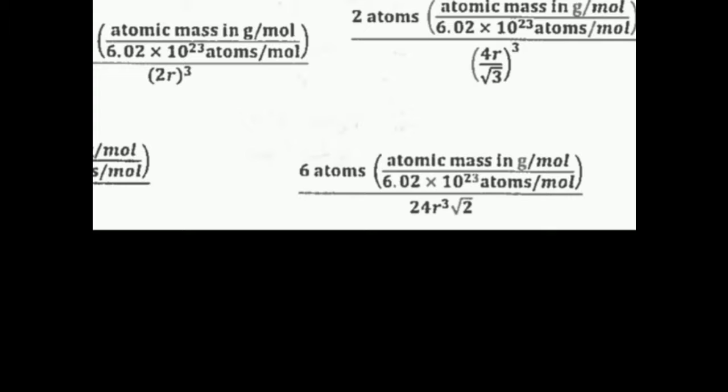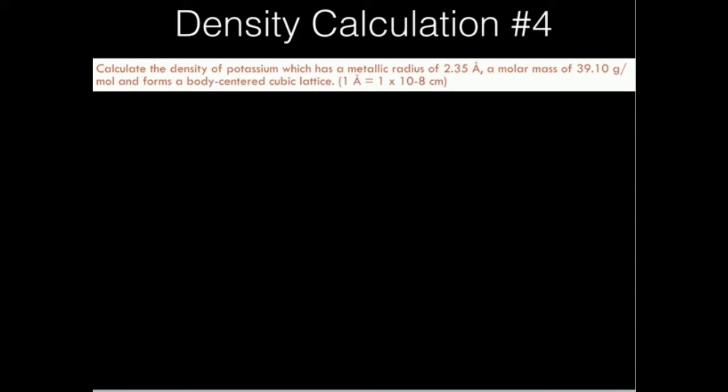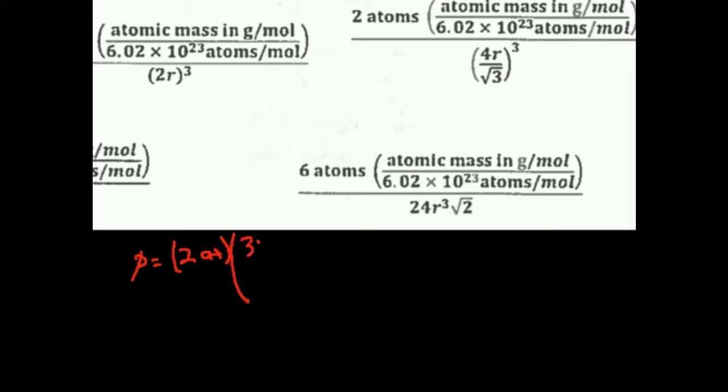So that's what we're doing. So pretty much straight density calculation. Density is going to be equal to, it's body-centered, so it has 2 atoms. So 2 atoms times, what's our atomic mass of potassium? It's 39.1 grams per mole. This is going to be 39.10 grams per mole divided by Avogadro's number, 6.022 times 10 to the 23rd. That's in units of atoms per mole.